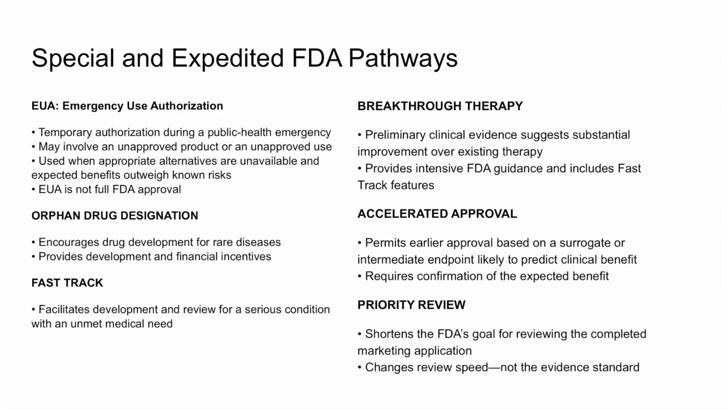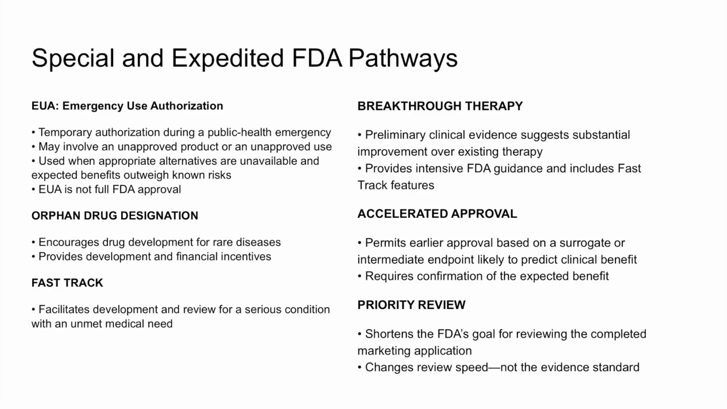All right, so special and expedited FDA pathways. So these pathways all speed access or encourage development, but they accomplish different things. An emergency use authorization is temporary permission during a declared emergency and is not full FDA approval. This was used during COVID. Orphan designation supports development for rare diseases through financial and regulatory incentives.